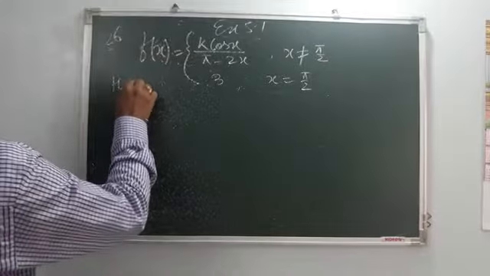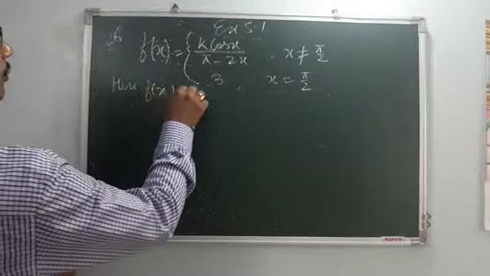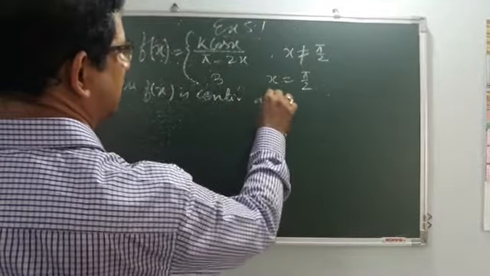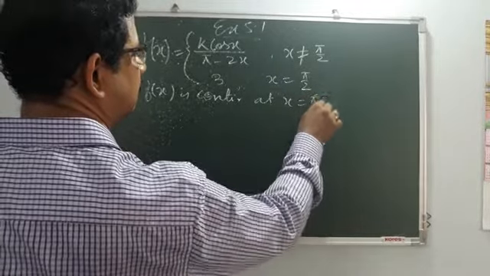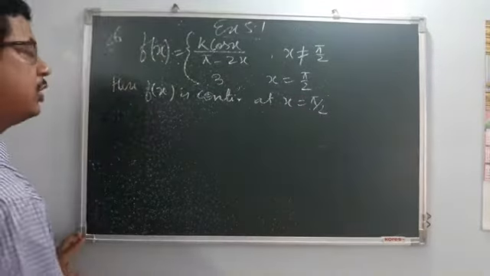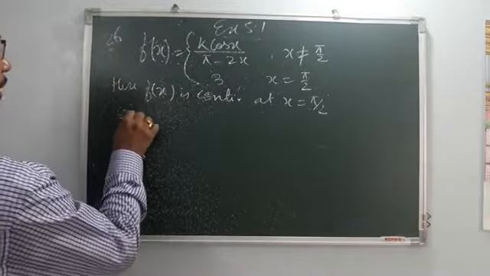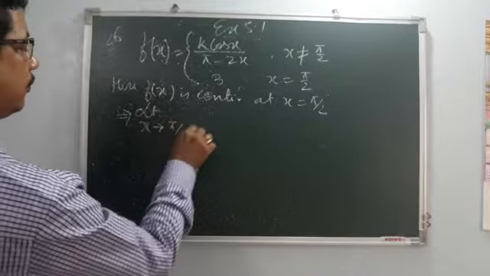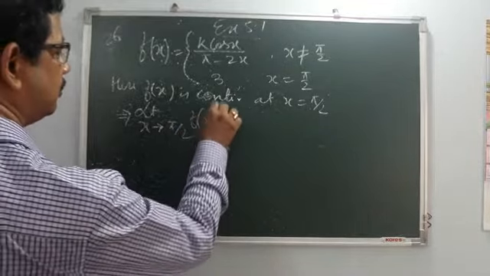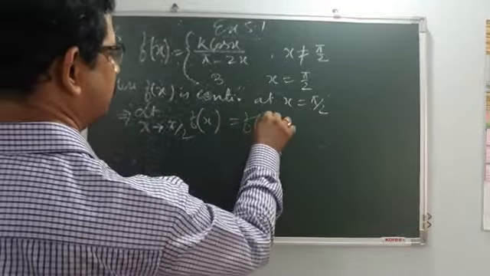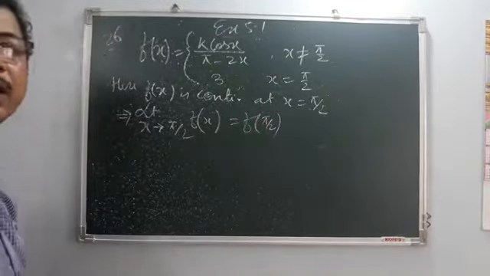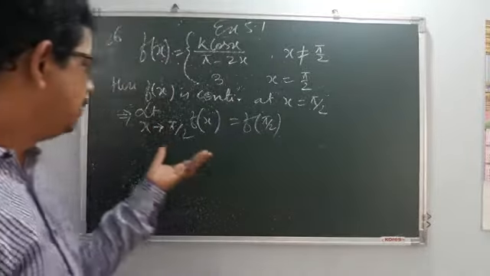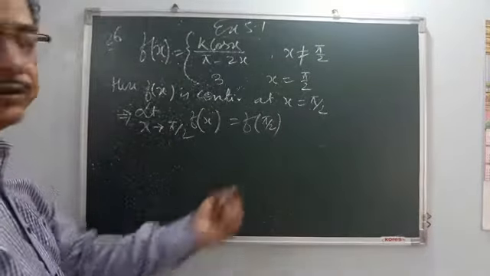Here f(x) is continuous at x equal to pi by 2. It is given. This implies limit x tends to pi by 2 of f(x) should be f(pi by 2). It is the rule we have learned for continuity: if f(x) is continuous then it should be like that.